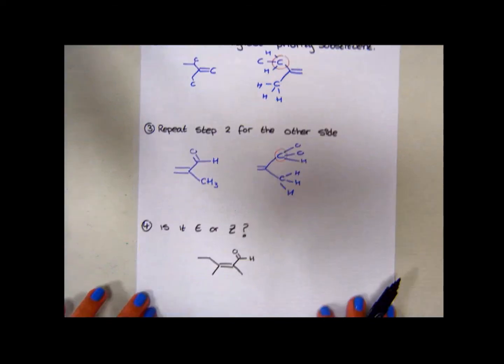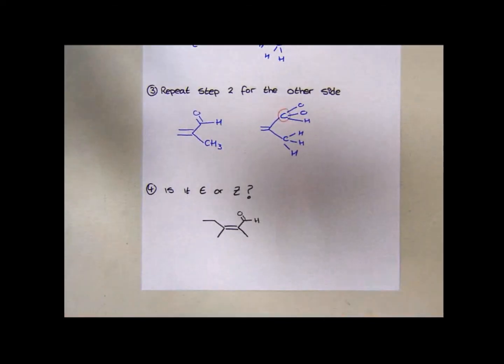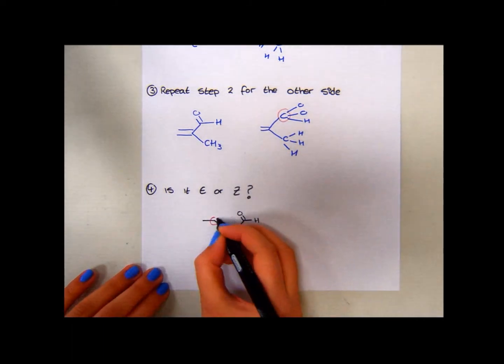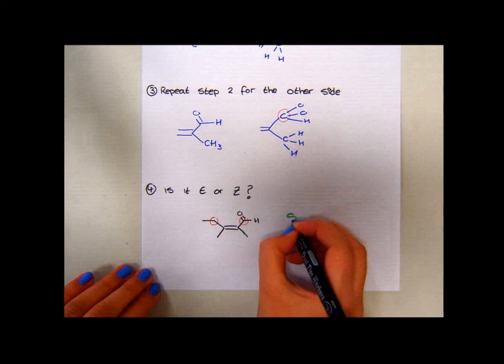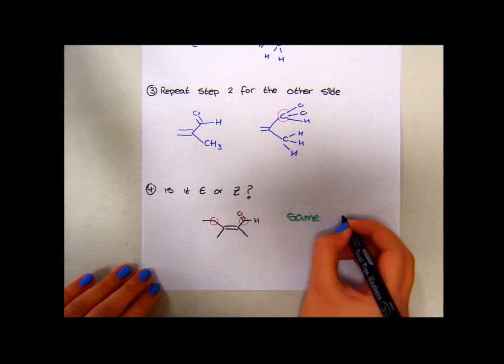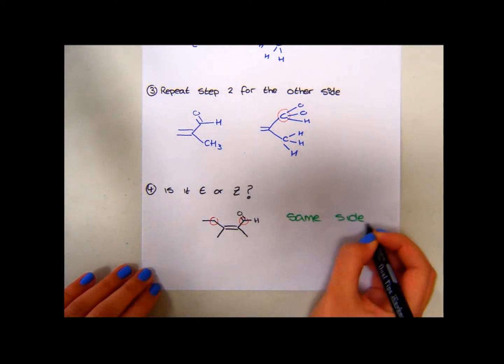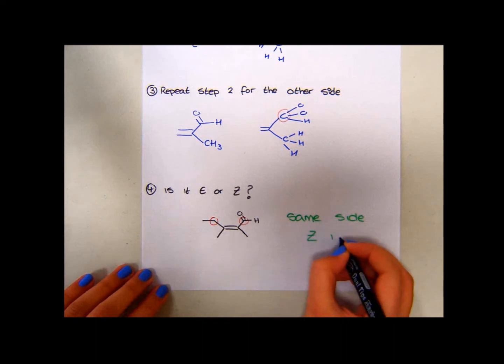The final step is to assign it as E or Z. We can circle what we said were our highest priority substituents, which is the carbon here and the carbon here. And we can see that these are on the same side, which makes this the Z isomer.